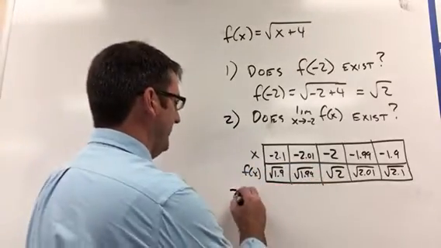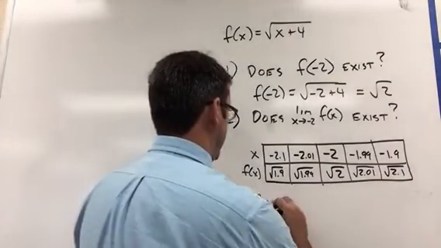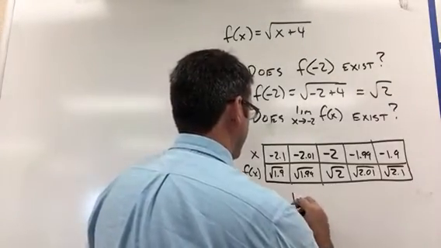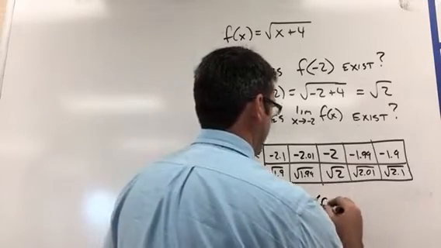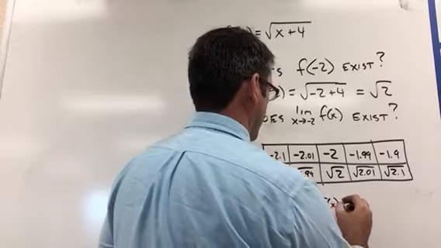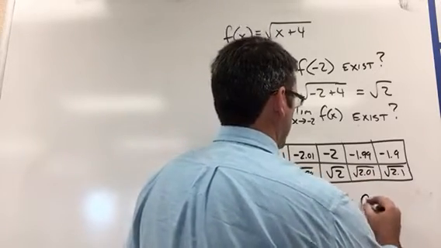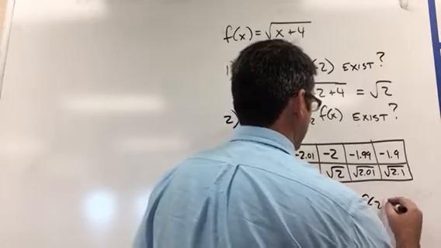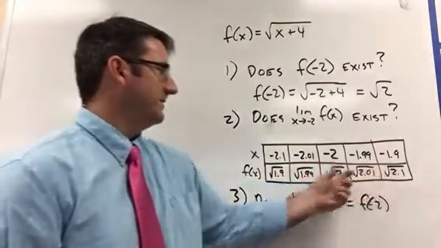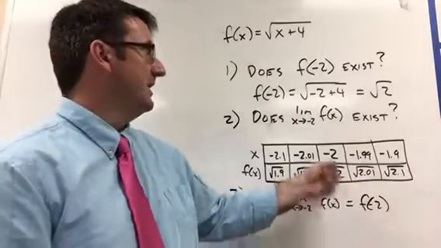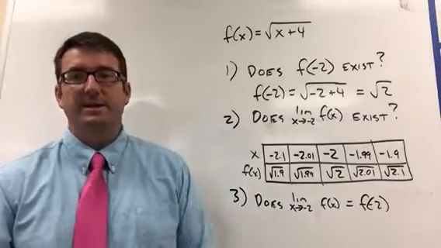And part 3 of our test was, does the limit as x approaches -2 of f of x equal f of -2? And it does. We can see that we're getting closer and closer to -2, which is what f of -2 is. So this is continuous.